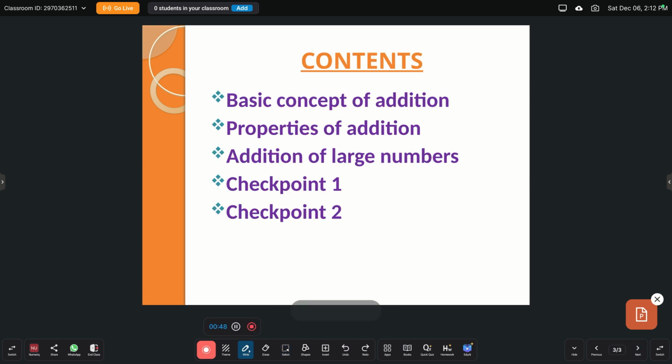In this video class, we will deal with the basic concept of addition. Then we will study properties of addition, and then we will learn how to add large numbers. Then we will do checkpoint 1 and checkpoint 2.